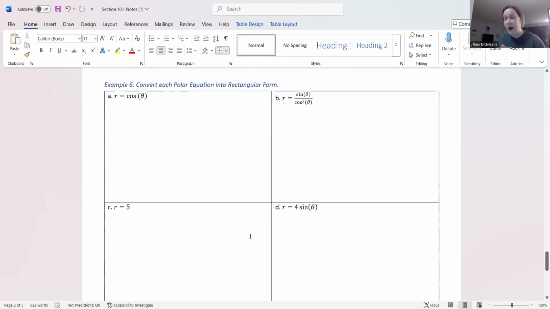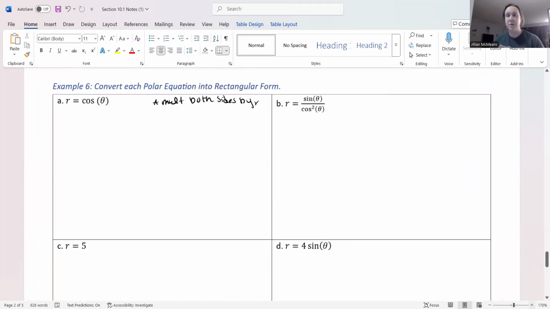Right off the bat, let's try multiplying both sides by r. I'm going to expand this a little bit. I had it shrunk down so we had room to see something. When I multiply both sides of the equation by r, on the left I get r times r, which is just r squared. And on the right, I get r times cosine theta. Well, how convenient is that? We multiplied both sides by r and look at what we got.